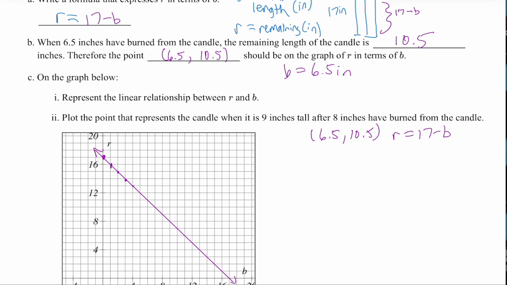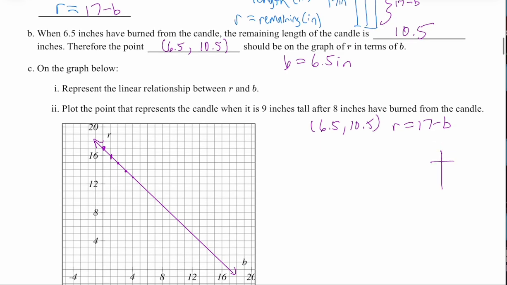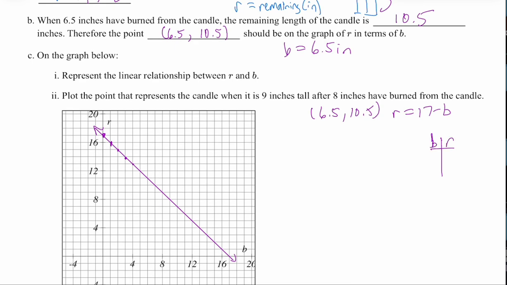To graph the line, you are just going to need 2 points. So I would use that 6.5, 10.5, or think about this equation here. We know if we plug in 0, if we start at 0, we're at 17. If we burn 1 inch, we're at 16. So you can find any 2 points and graph it.